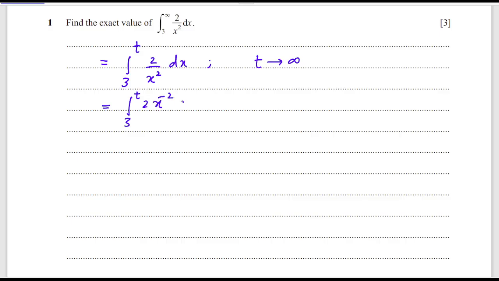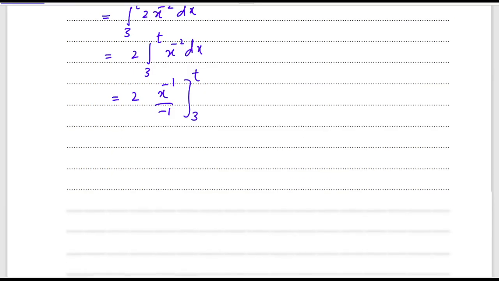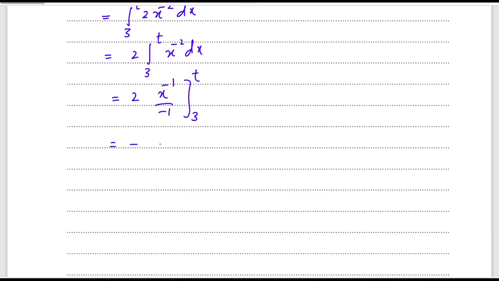Now to integrate this rational expression, we can write this integral as the integral from 3 to t of 2x raised to the power minus 2 dx. So this is equal to 2 times the integral from 3 to t of x raised to the power minus 2 dx. Now apply the power rule of integration, add 1 to the power, divide by the resulting power, and write the limits 3 to t. So this expression is equal to minus 2 over x with limits 3 to t.